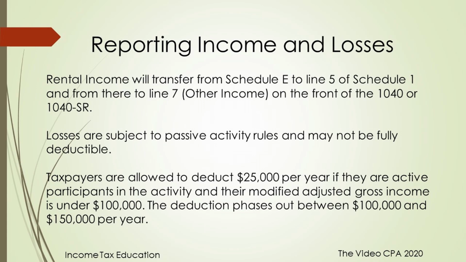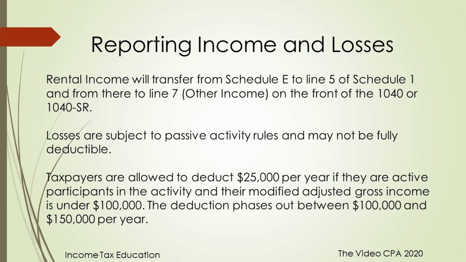Now, you need to understand that losses are going to be subject to passive activity rules, and they may not be fully deductible. So it depends on the amount of losses that you might have from your rental activities. Under the passive activity rules, taxpayers are allowed to deduct up to $25,000 per year if they're active participants in the rental property or properties. That is, if your modified adjusted gross income is under $100,000. Between $100,000 and $150,000, that deduction will phase out until at $150,000 there's no deduction whatsoever.